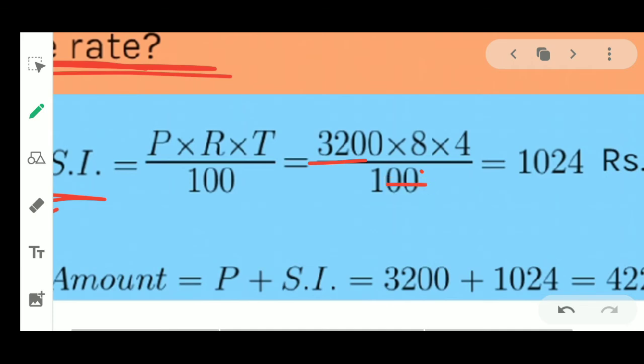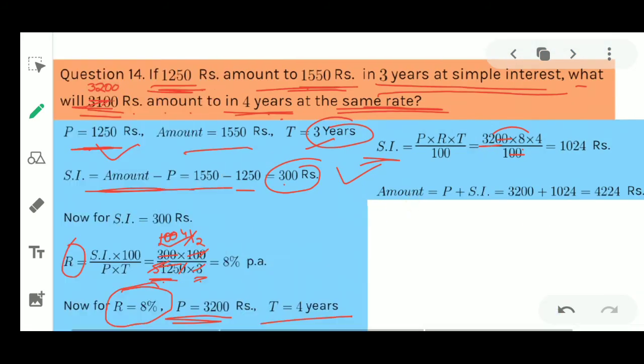So here 0 will be cancelled. So 32 multiplied by 32, that is 1024 rupees. So amount equal to P plus simple interest. So P is 3200 plus simple interest 1024, that is equal to 4224. That is the amount.